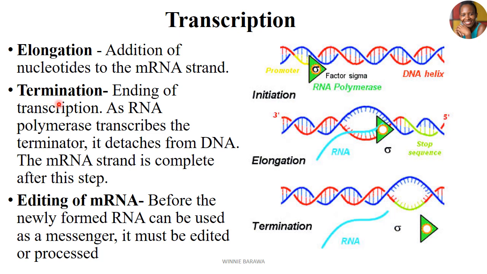And at the termination stage, which is the ending of the transcription process, the RNA polymerase transcribes a terminator. A terminator is the stop code that will allow the RNA to detach from the DNA. And at this stage, the messenger RNA strand is complete. After this stage, it can go to the next stage.